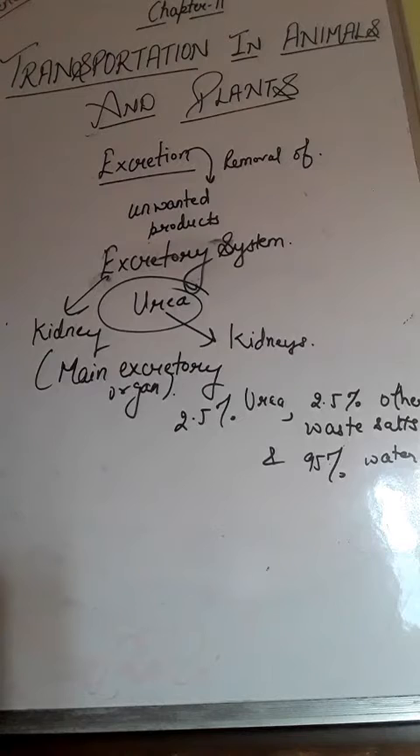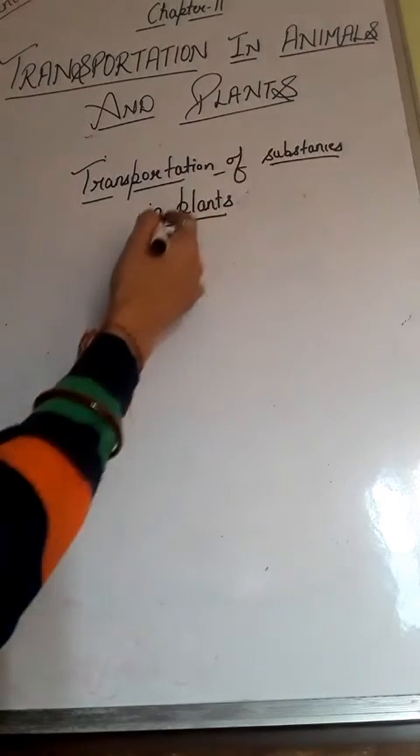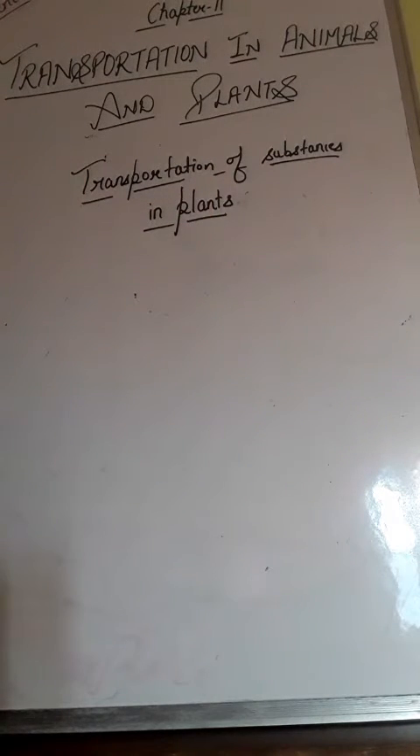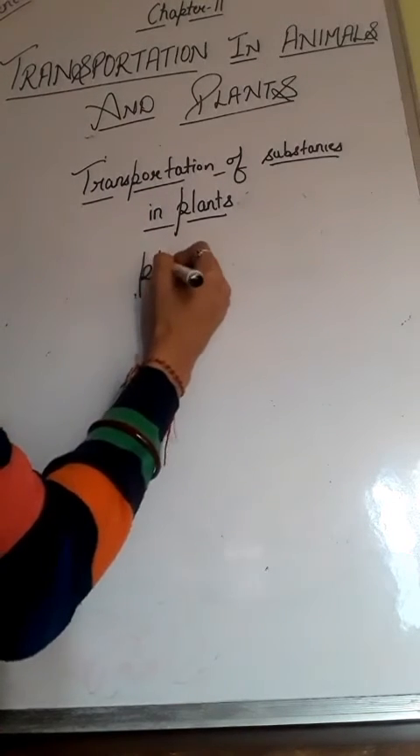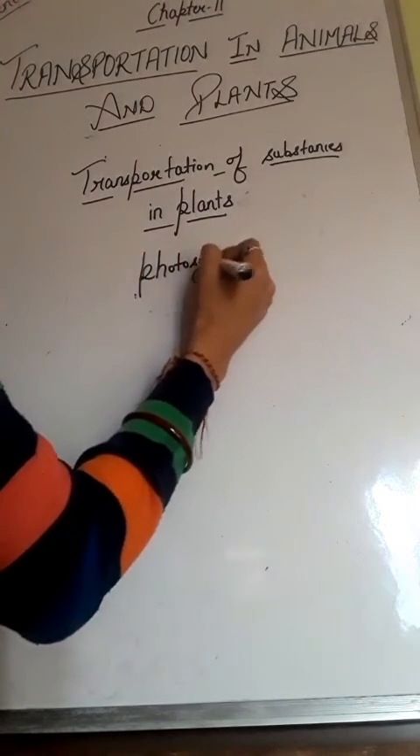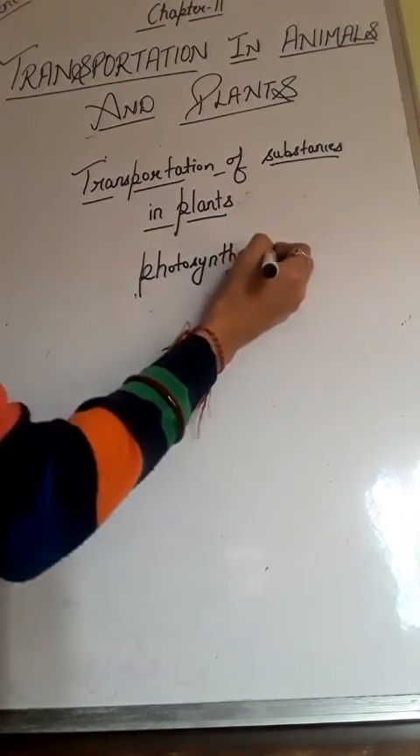And our next topic is transportation of substances in plants. This is your last topic, right? As you know, plants take up water and dissolved minerals from the soil through their roots and transport it to their leaves, and the leaves use this water and mineral for synthesizing their food by the process called photosynthesis. You all know about photosynthesis very well, right?